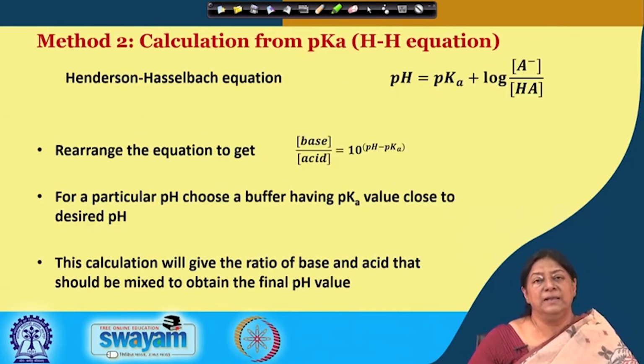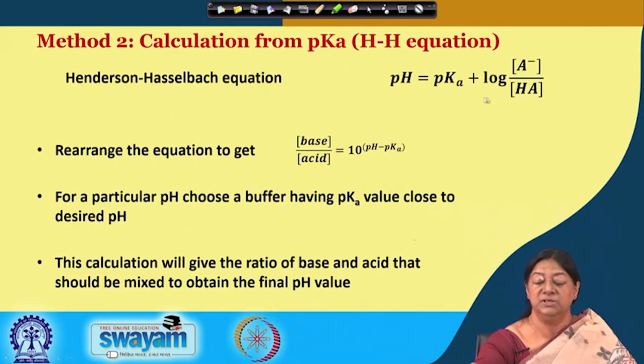In method 2, where we are calculating the ratio of the salt and the acid using the Henderson-Hasselbalch equation, we learnt the equation in the previous class. We get the pH with the knowledge of the pKa plus the log of the salt by the acid. The salt in this case we can call the conjugate base. So, if we have the acid HA dissociating into H+ plus A-, the Henderson-Hasselbalch equation is as shown here: pH is equal to the pKa plus the log of the conjugate base by the acid.